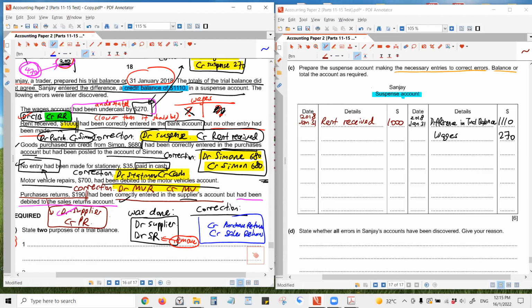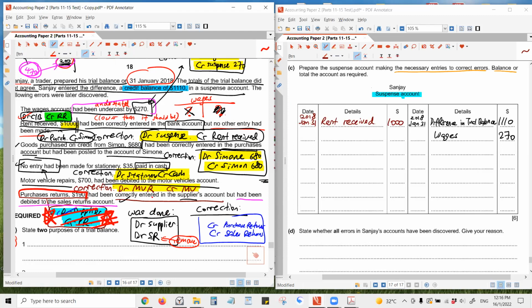Many students would make the mistake of debiting purchases returns. Why? Because they forgot that the correct entries for purchases returns is debiting supplier and crediting purchases returns. These are the correct T-account entries for such a transaction. Therefore, to avoid that mistake, try to follow my way of doing it. Always come up with what should be done with the transaction first. Then you will see clearly what to do when you do correction. If you don't do this, you may have a very high chance of making mistakes.